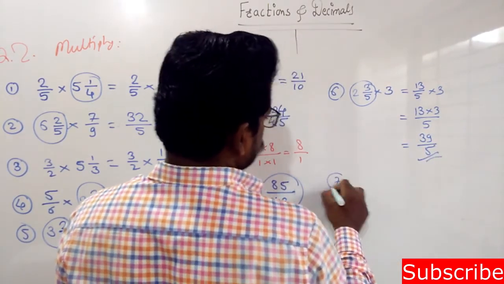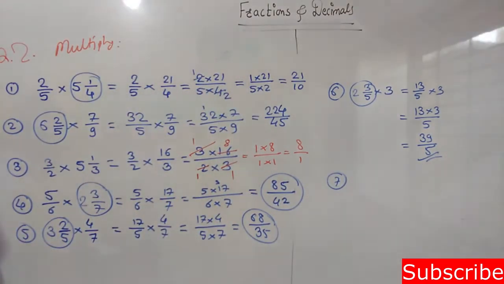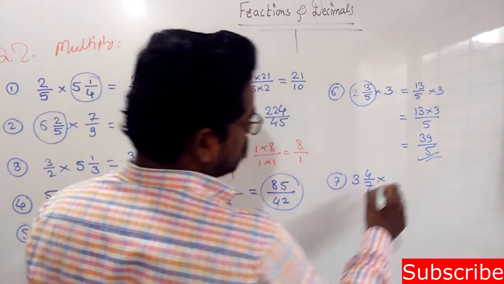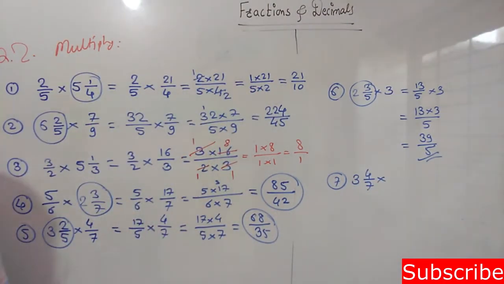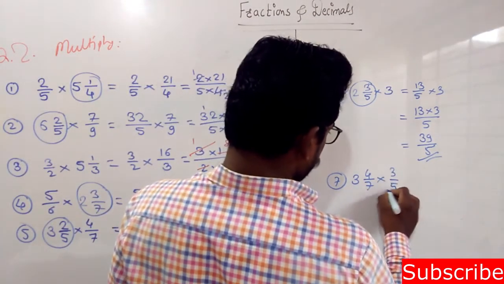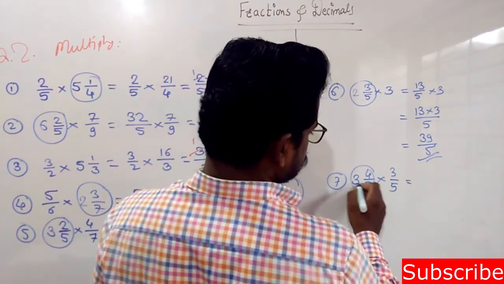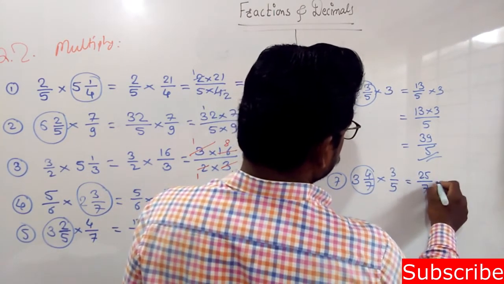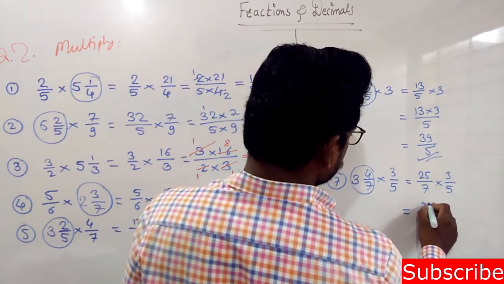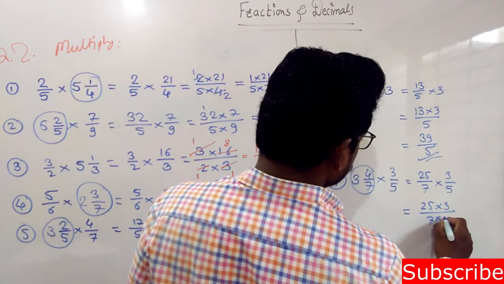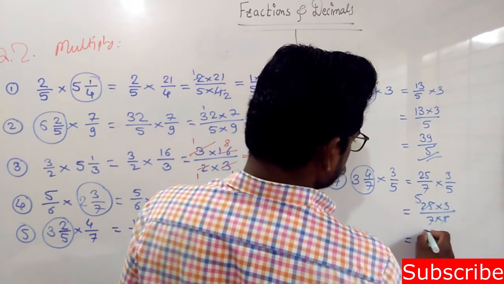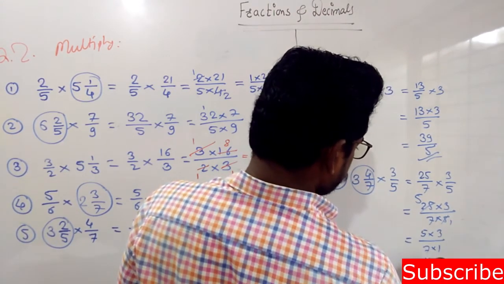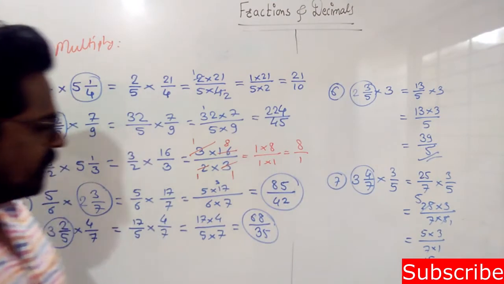Finish. Number 7, the 7th one. Now what is the 7th one? 3 whole 4 by 7 into 3 by 5. Now again you know the procedure for this one. 7 3s are 21, 21 plus 4 is 25 upon 7 into 3 by 5. So it is equal to 25 into 3 divided by 7 into 5. 5 5s are 25, so it is equal to 5 into 3 divided by 7 into 1, so it is equal to 5 3s are 15, 15 upon 7. So that will be your answer.